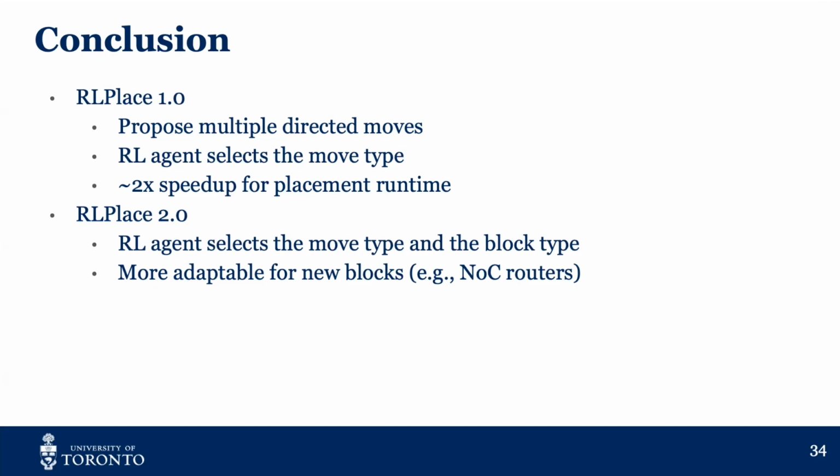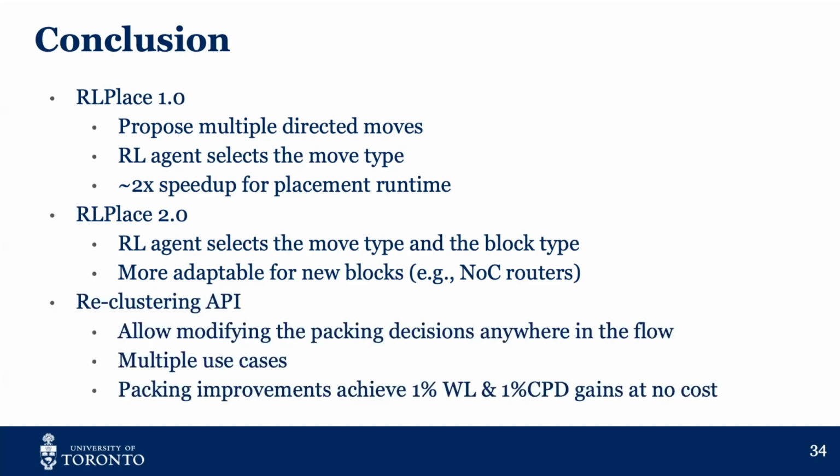And this proved to be more adaptable even for new blocks like NoC routers, and further increased the gains on traditional ones. We also introduced the reclustering API, which allows modifying the packing decisions anywhere in the flow. We showed multiple use cases for it and implemented one of them, which is packing improvements, and we were able to achieve 1% wire length and 1% critical path delay gains almost at no cost.